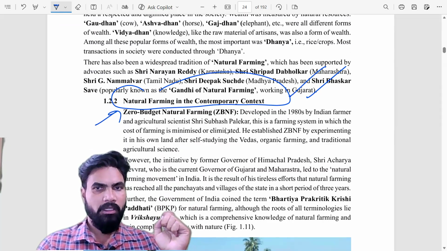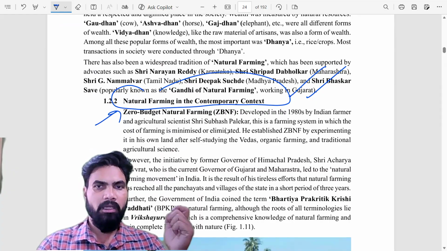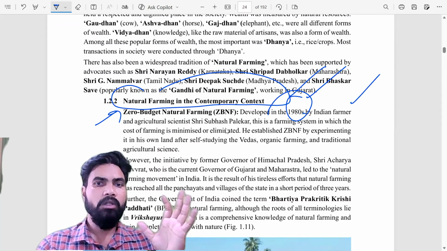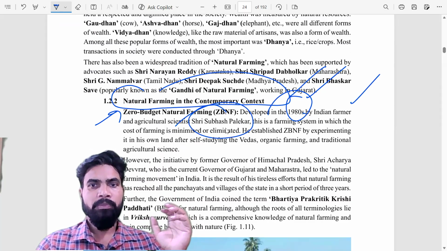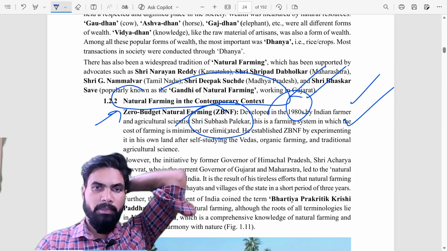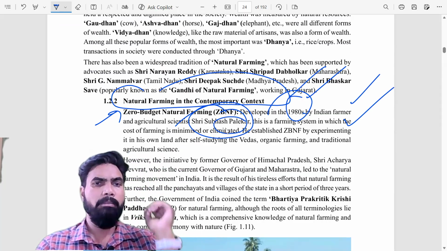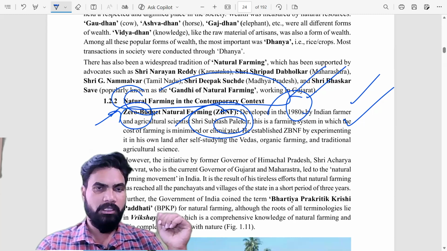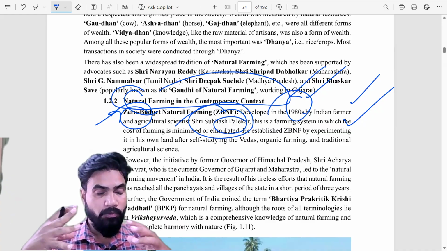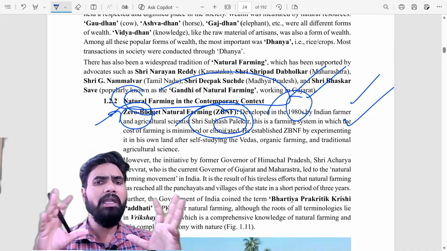Very popular word, ZBNF. It was developed in the 1980s by an Indian farmer from Karnataka, named Subhash Palekar. This is the farming system in which the cost of farming is minimized or eliminated. Okay, the meaning of the word zero budget is that the cost of doing agriculture will be zero or negligible.